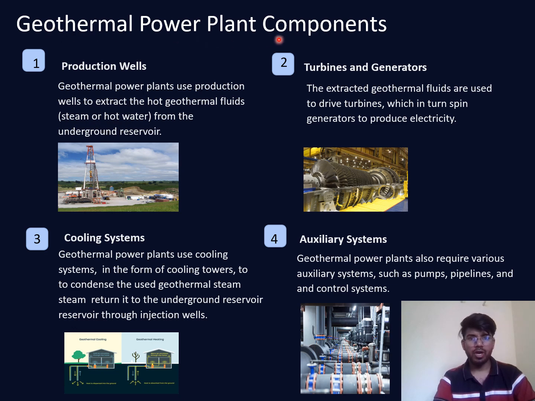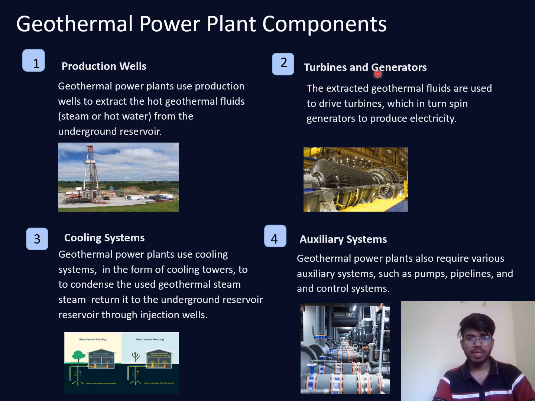Now, the geothermal power plant components. Which types of components, and how many types of components, are used in a geothermal power plant? Now, the first one is the production well. The geothermal power plant uses production wells to extract the hot geothermal fluids in the form of steam or hot water from the underground reservoir.